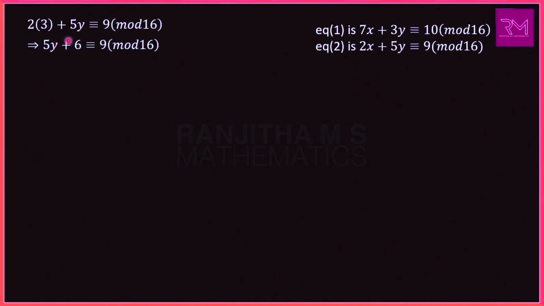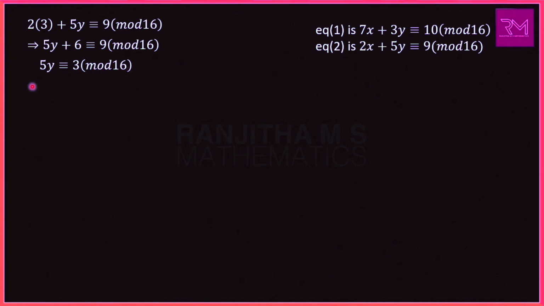Here we get 5y plus 6 is congruent to 9 modulo 16. We can subtract 6 from this congruence, so we get 5y plus 6 minus 6 is congruent to 9 minus 6 mod 16. Therefore the plus 6 minus 6 gets cancelled. We get 5y is congruent to 9 minus 6, which is 3, modulo 16. Therefore we get the congruence 5y is congruent to 3 mod 16.